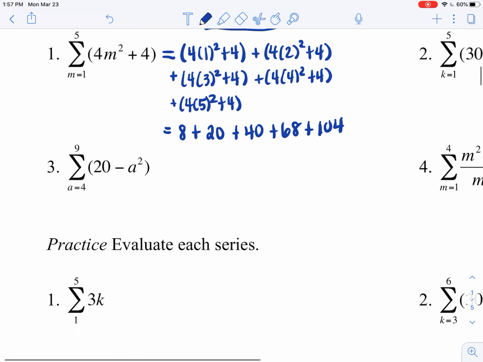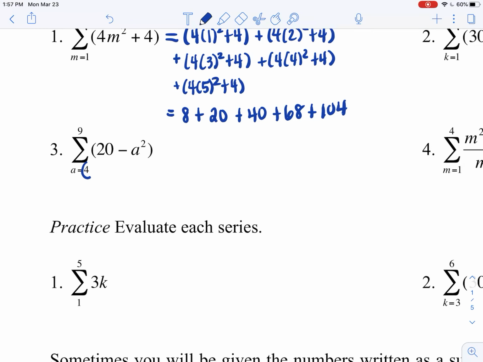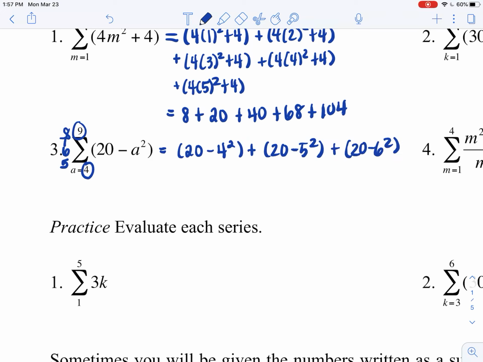If you take a look at question number 3, I like one that's not necessarily always starting at 1. So you're starting here by plugging in 4. So I'm going to have 20 minus 4 squared. Then you're going to plug in whatever the next integer is, 5, 6, 7, 8, all the way until you get to the very one at the top. So 20 minus 5 squared, 20 minus 6 squared, 20 minus 7 squared, 20 minus 8 squared, and then 20 minus 9 squared. And now you have that expressed as a sum.